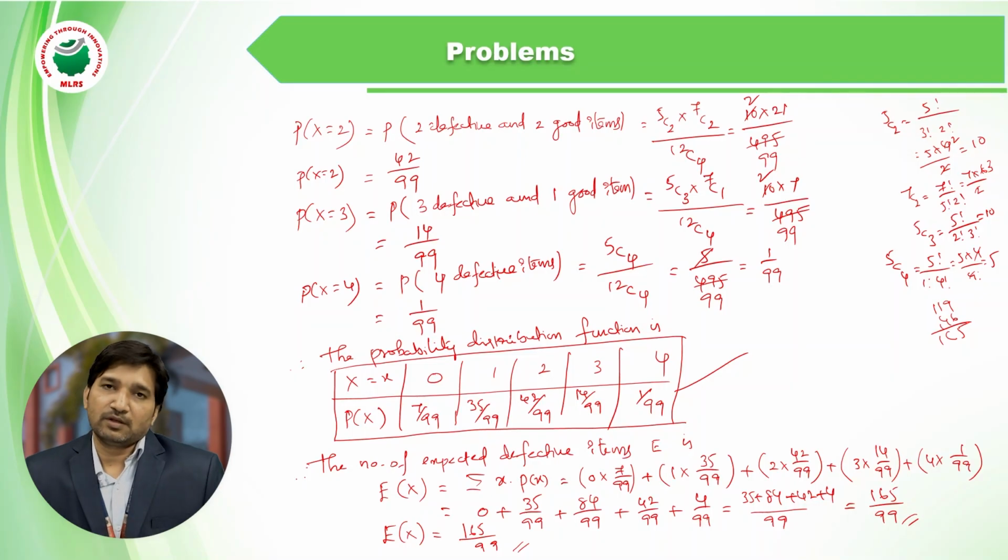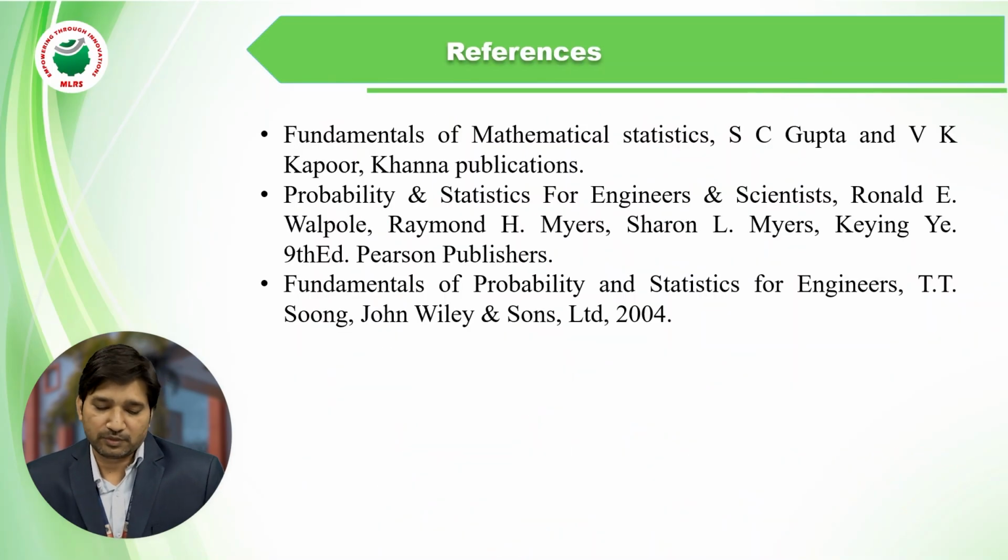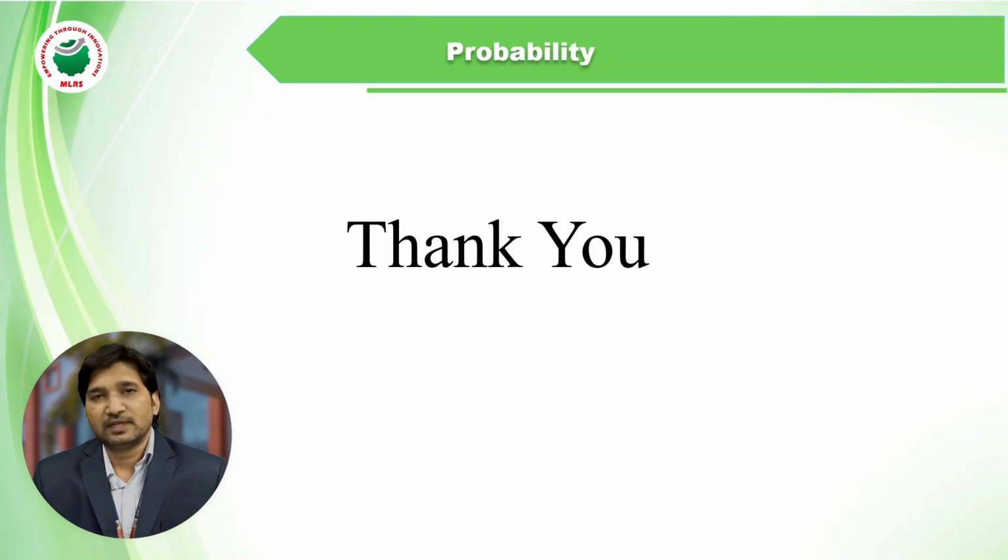You can use references for this one, like Fundamentals of Mathematics, Khanna Publications, Probability and Statistics, and Fundamentals of Probability and Statistics for Engineers, T.T. Singh and John Wiley and Sons. Okay, in the next class we will discuss some more problems of the discrete random variable. Okay, thank you.